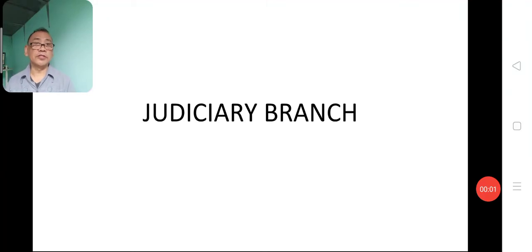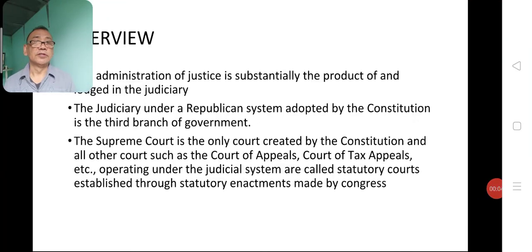Morning. Today we're going to discuss the Judiciary branch. The administration of justice is substantially the product of laws in the judiciary. It means anything that we need justice for: trials, appeals, penalty. It is in the judiciary department. The judiciary is under the republican system adopted by the Constitution, and it is the third branch of government. As we know, we have the executive, legislative, and judiciary.